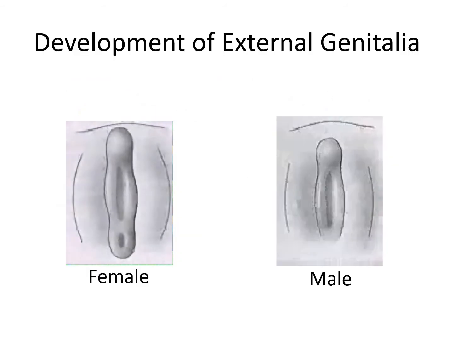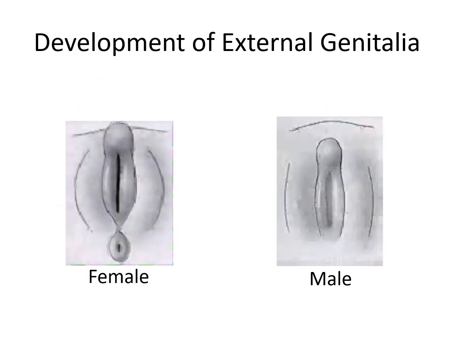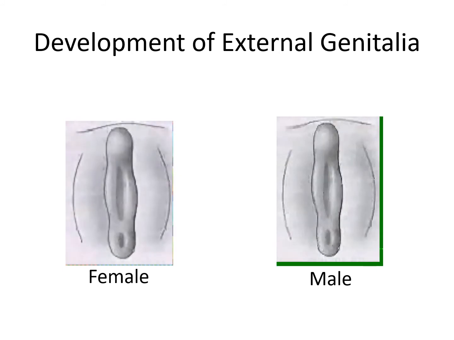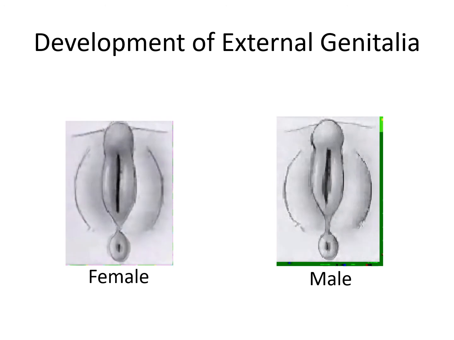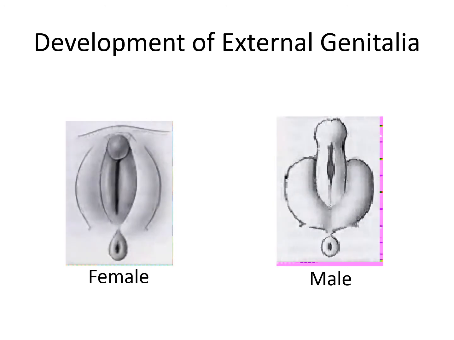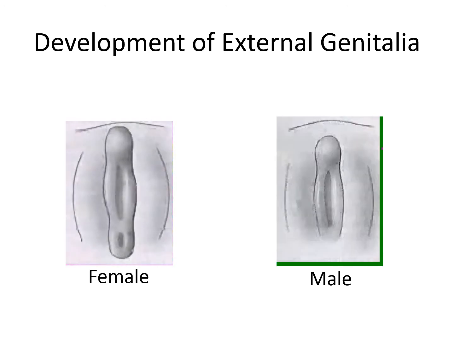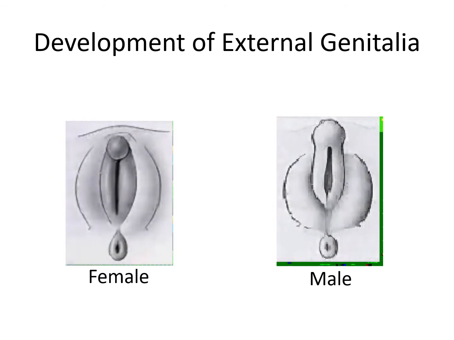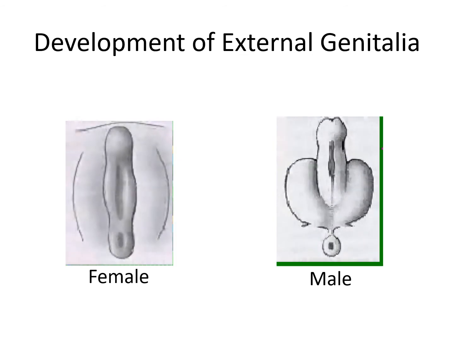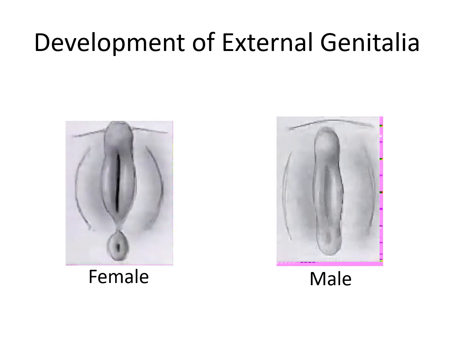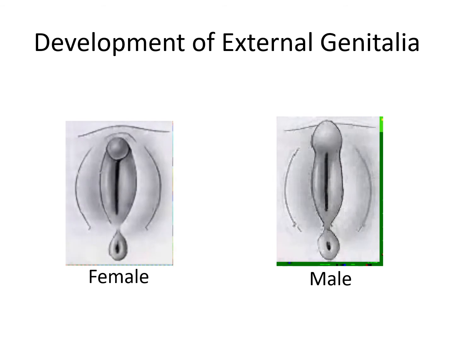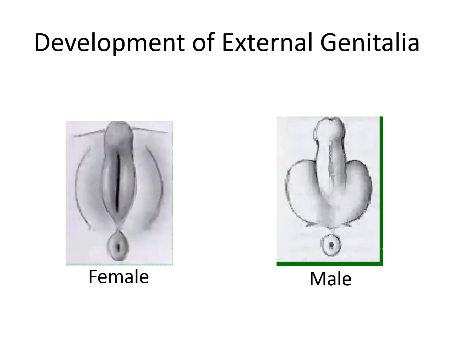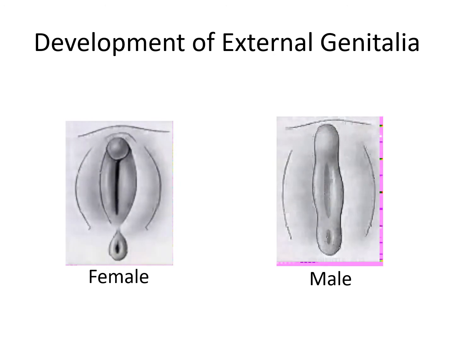So in both males and females, we start out with one opening, the cloaca, and that's going to separate out into the anus and then also into the urethral groove. And then we're going to get the development of the labia and the clitoris in females. In males, we have the same structures. The only real difference is that the glans is going to move to the tip of a shaft and the urethra is going to migrate into the glans. But otherwise, we have the same structures. They're just arranged a little differently.